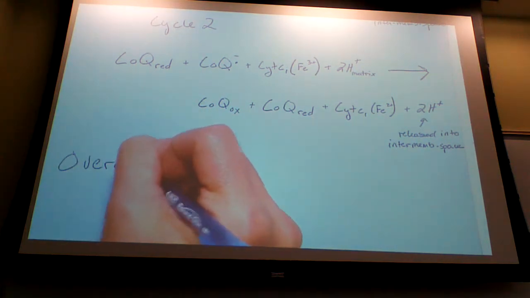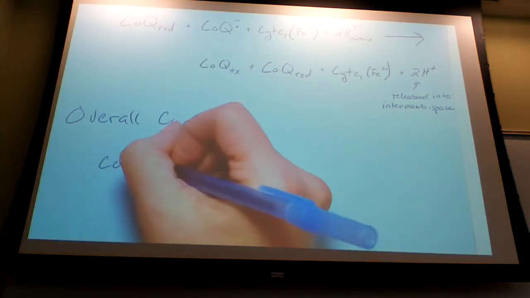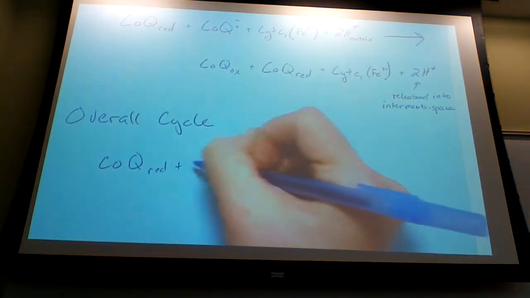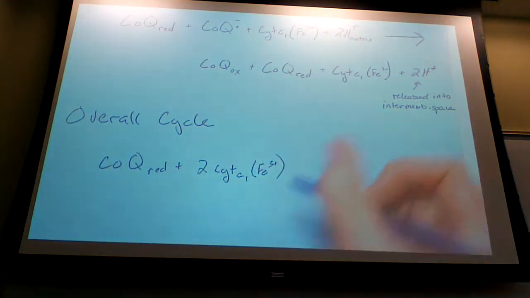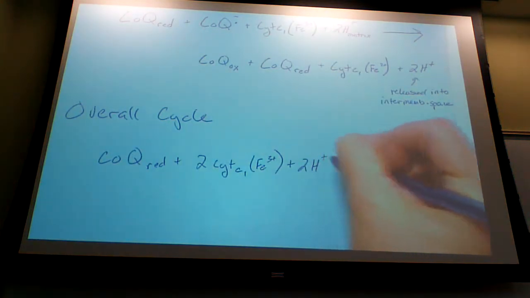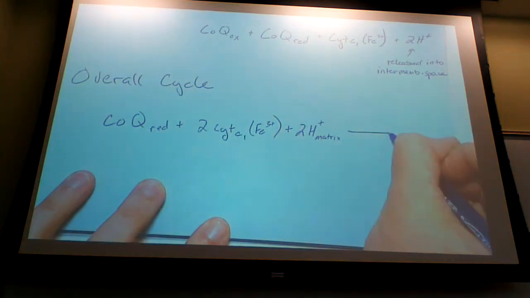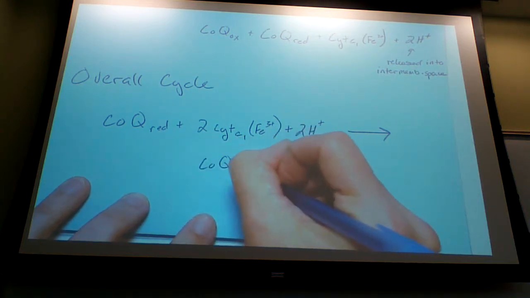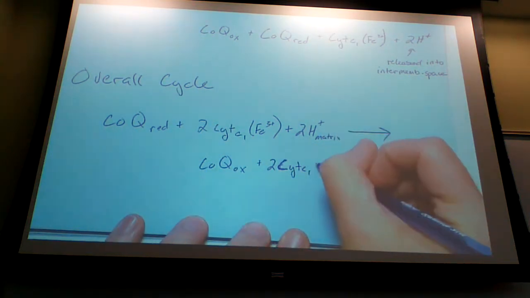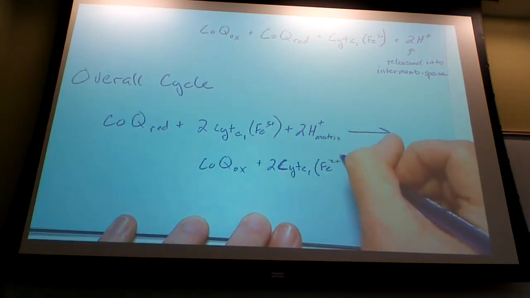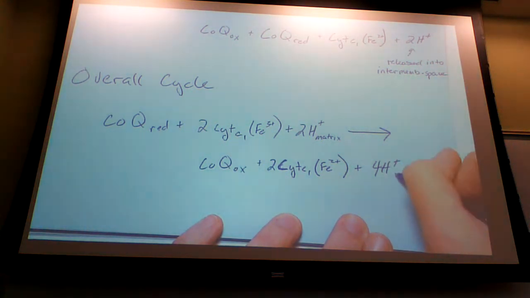So my overall cycle, we just add those together and start canceling some things, is a coenzyme Q in the reduced form, plus 2 cytochrome Cs in the oxidized form, plus 2 protons in the matrix, that then go to the coenzyme Q in an oxidized form, 2 cytochrome C1s in the reduced form, and 4 protons delivered to the intramembrane space.